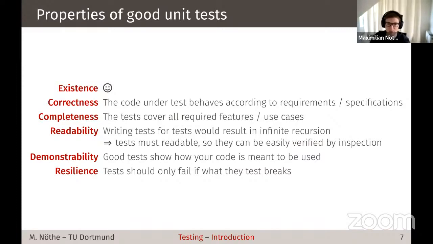And that's sometimes hard to do. Sometimes tests will fail with a false positive, although the code it is supposed to test is fine. So this is what I mean here with resilience. Tests should only fail if the code that it is supposed to test is broken, and not under any other circumstances. Yes, so these are the good properties of unit tests, and we will see more about these examples later in the pytest section.